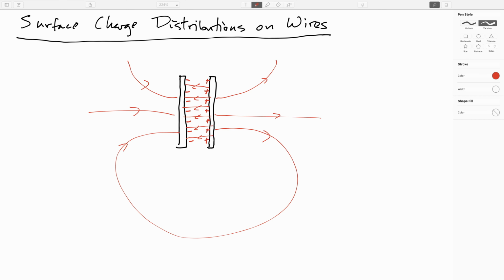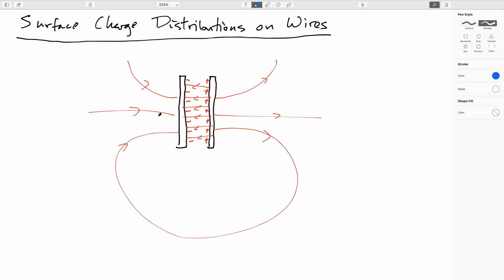In previous videos, I've mentioned that in an electric circuit, the electric field lines will go around corners and follow the shape of the wires, but I didn't allude to how that worked. Here we're going to explore the mechanism by which that happens.